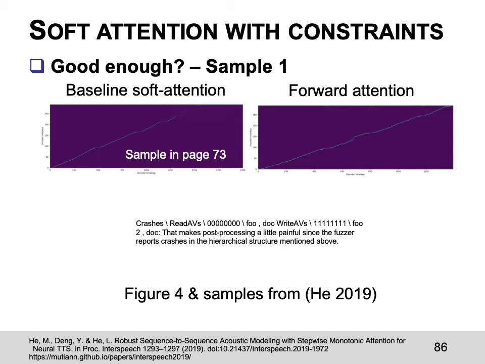So from this example, you can notice how the forward attention made the system successful to read the later part of this long sentence. This is a good example which shows how forward attention works. But again, as I mentioned in the previous slide, the forward attention is not guaranteed to produce the monotonic alignment.